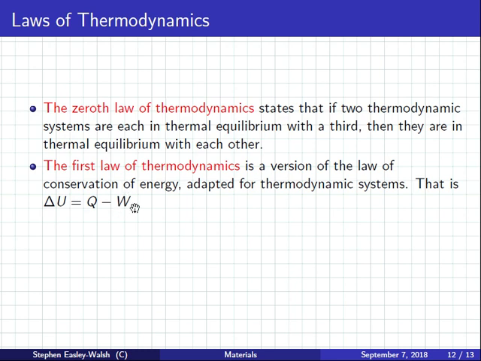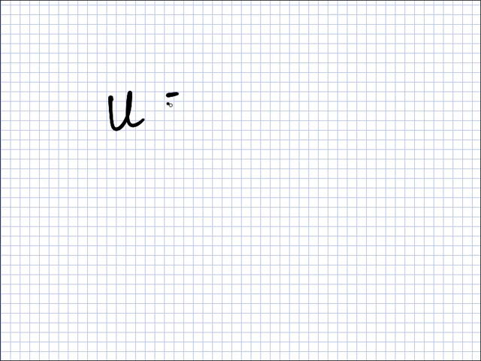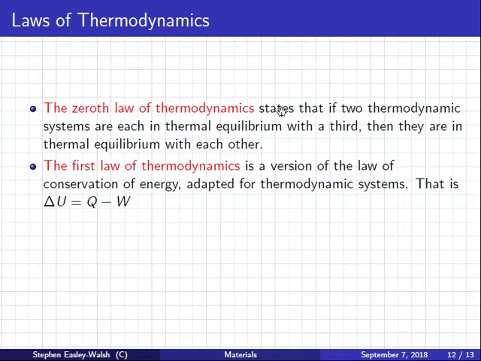Usually people write the law like this. Delta U is Q minus W. The reason for this is because the Q is easy to calculate, the W is easy to calculate, but the delta U is difficult to calculate. Because remember, the formula for U is this. It's quite difficult to calculate, so this is the usual way to write it. Delta U equals Q minus W.